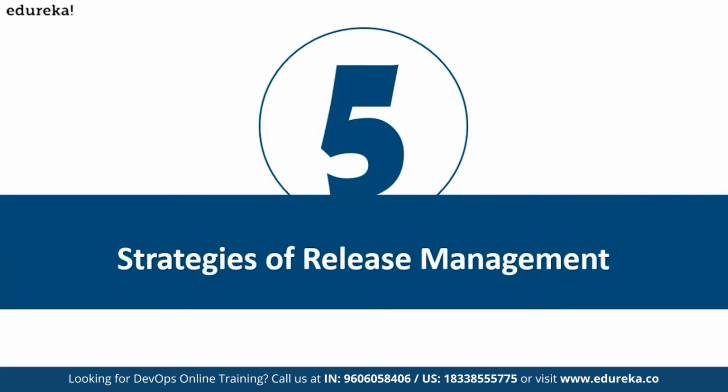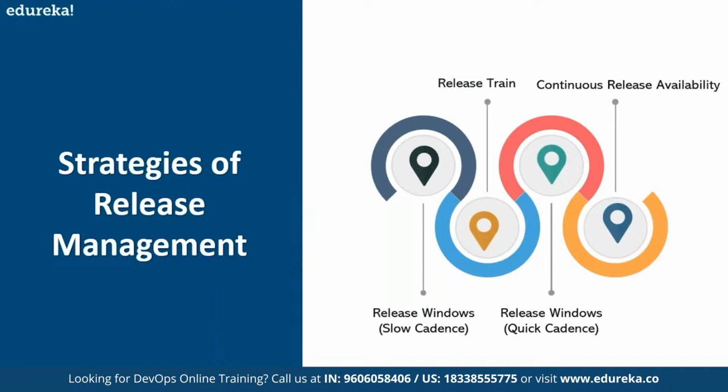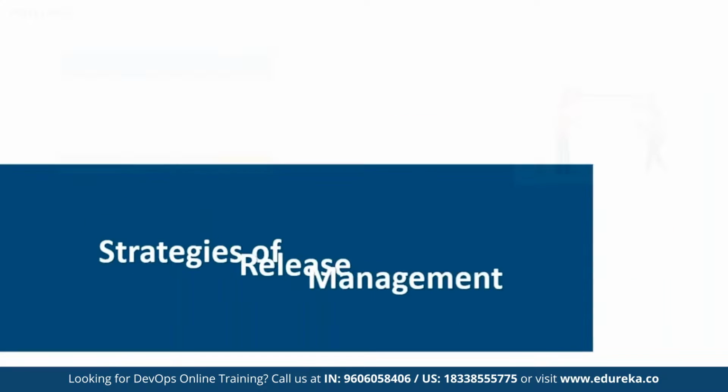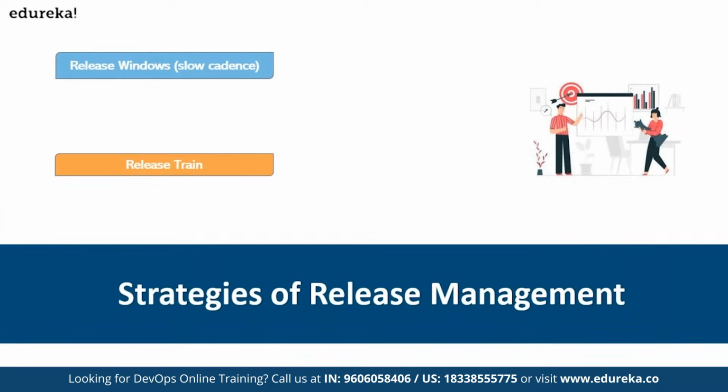Now, what are the strategies of release management? There are basically four strategies. One is release windows, which are slow in cadence. Then there are release trains. Then there are release windows that are quick in cadence. And then there is continuous release availability. So there are four ways by which releases are managed. These are known as the strategies of release management. Now let us understand these four types.